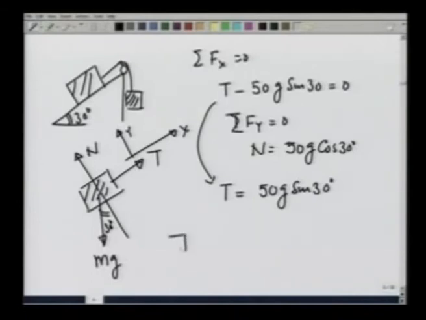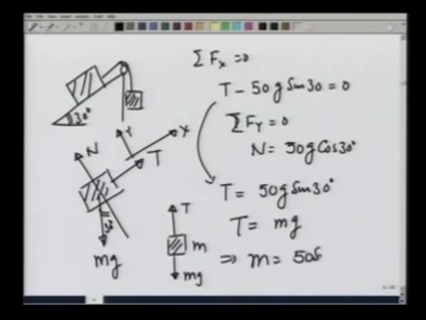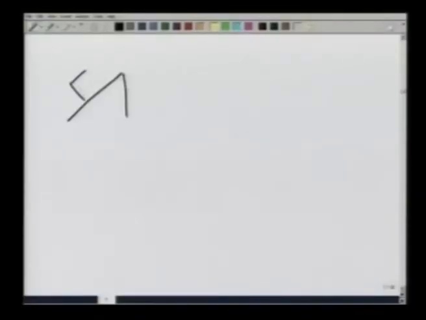If I look at the free body diagram of the small mass m, it has a tension T pulling it up and mg pulling it down. So, T equals mg, and that gives me m is equal to 50 sine 30 or 25 kgs. Just 25 kgs would balance this mass on the ramp. What happens when you introduce friction? Friction provides an additional force that opposes the motion, and therefore, I can have a range of small mass m that would balance the bigger mass. Let us see how.